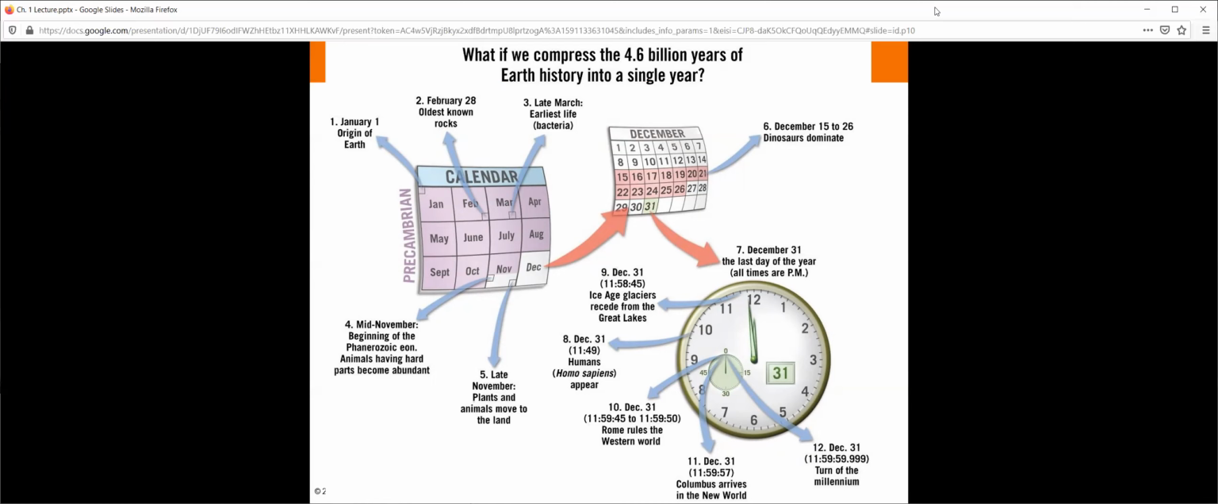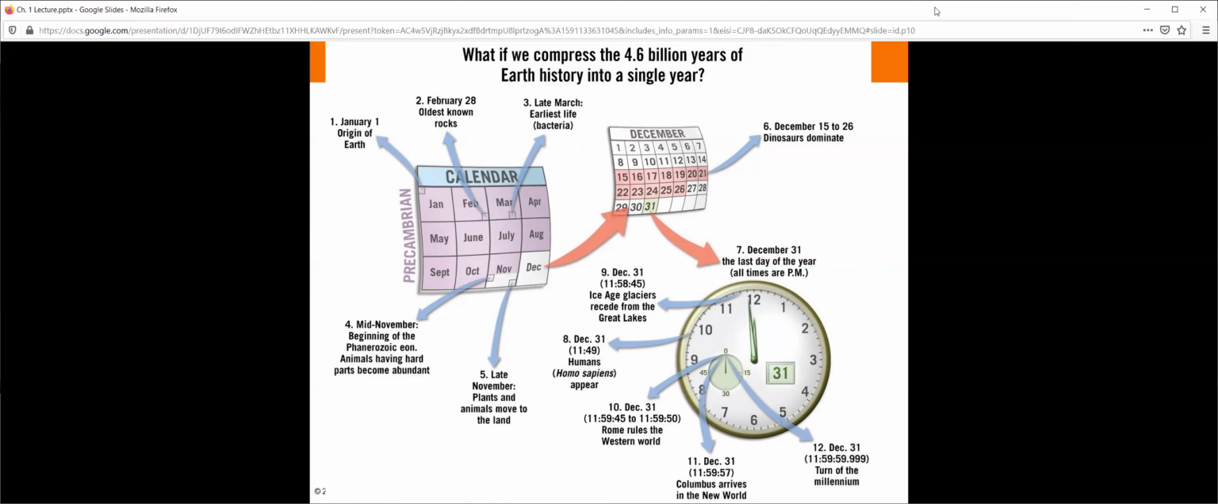And even then, we have to go all the way to mid-November to begin the Phanerozoic Eon, which is where animals and hard parts become abundant. So life, in a way that we would recognize it, doesn't start till mid-November. So again, if we imagine the Earth forming January 1st, think about how much of the calendar is soaked up with essentially no life that we would recognize on it, right?